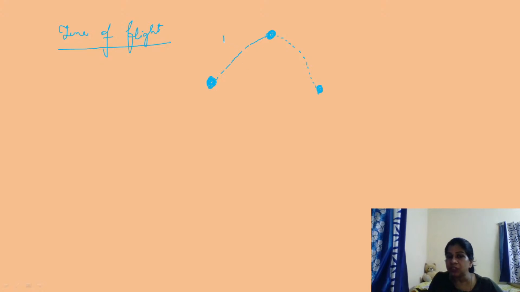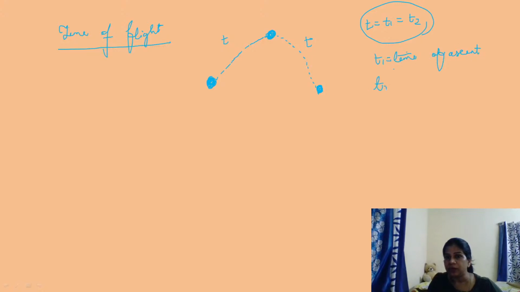So suppose it took t time to move up and t time to move down. Here I am considering t is equal to t1 is equal to t2. So here t1 is equal to time of ascent, and t2 is equal to time of descent. ठीक है? So here I am considering no air resistance case. मतलब कोई एयर का रेजिस्टेंस नहीं है.